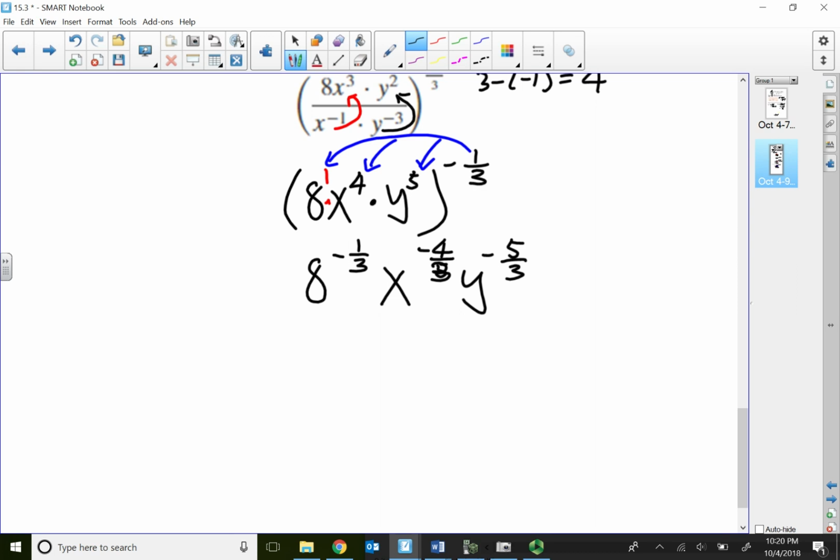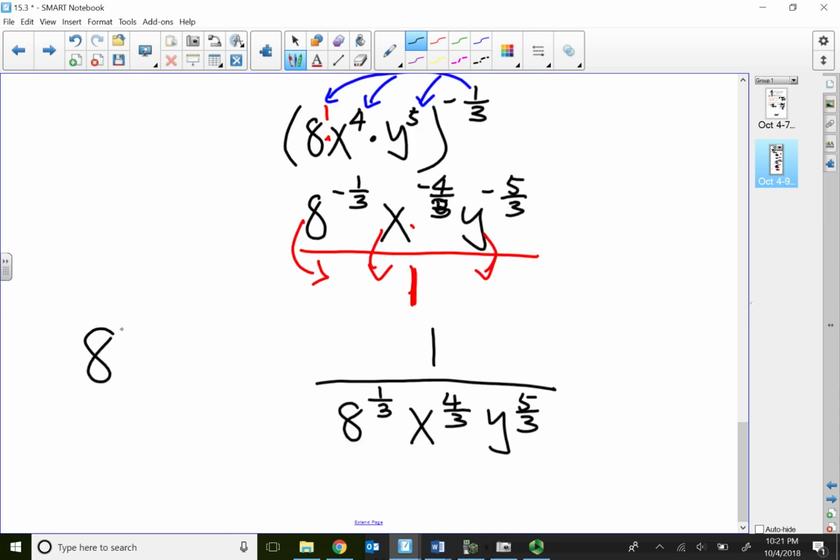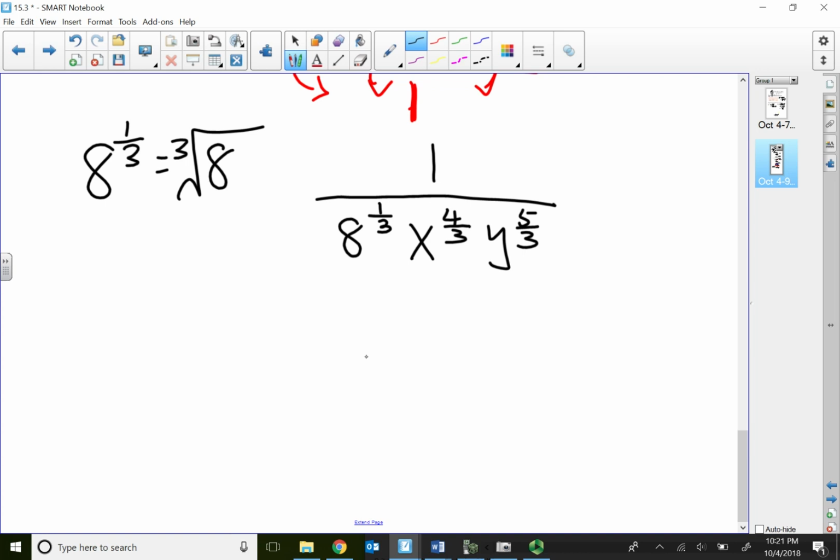But having a negative exponent tells me now all these bases are going to flip to the other side of the fraction. So I have nothing left on top, which is nothing but a 1. The 8 will come to the bottom and become 8 to the positive 1/3, x to the positive 4/3, and y to the positive 5/3. All right, and 8 to the 1/3 is basically saying the cube root of 8, which is 2. That's why if you put this in the calculator, you should get 2. So that will be 1 over 2 times x to the 4/3 times y to the 5/3.